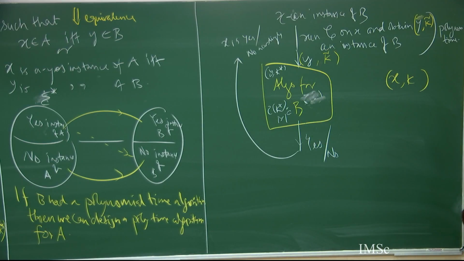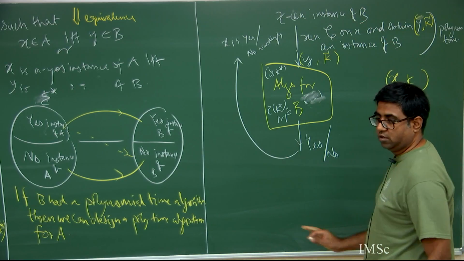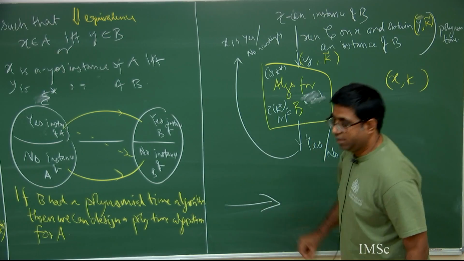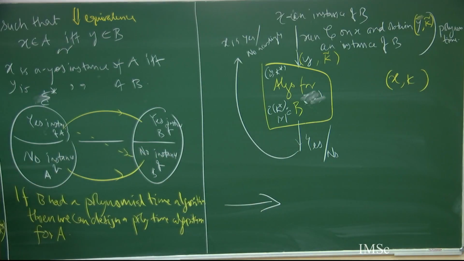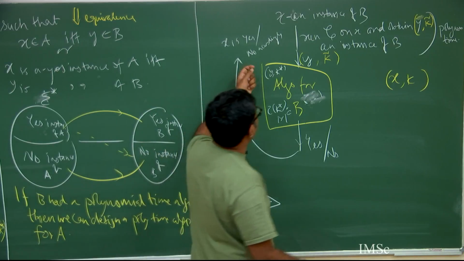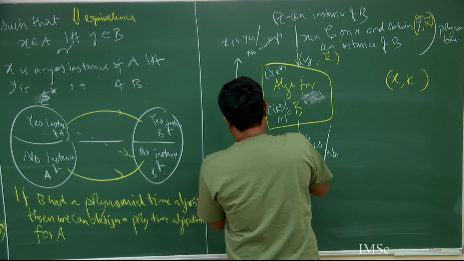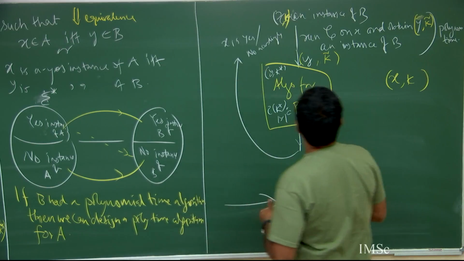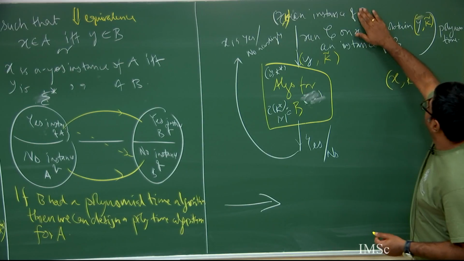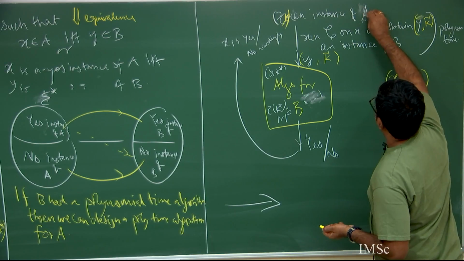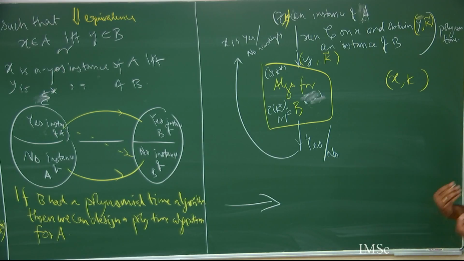But now let's try to understand some simple things. First of all, what is my objective? Whole thing should run in how much time? I am trying to design a fixed parameter tractable algorithm for problem A. So given an (x, k), an instance of A, what is the final running time?